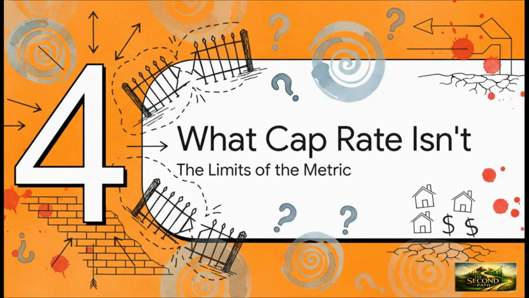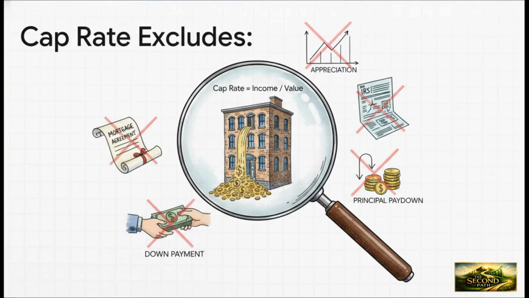Now, this next part is just as important as knowing how to do the math. You have to be crystal clear on what the cap rate is not telling you, because it has some serious blind spots. Remember how we said it's based on an all-cash purchase? Well, that means the cap rate completely ignores your mortgage. It has no idea what your interest rate is. It also doesn't factor in your down payment, any future appreciation, tax write-offs, or the awesome feeling of paying down your loan. It is a first-glance tool, a filter. It is not the final word on whether an investment is good for you.